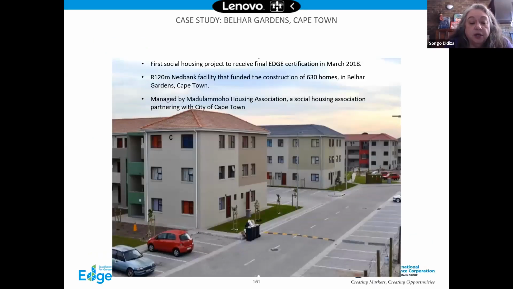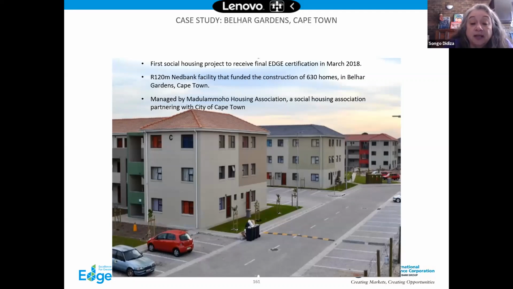Okay, I just wanted to show you as well, we spoke about costs and things like that. I was watching the time, we're almost finished. In the Western Cape, in Belhar, they built a social housing development, and they built it using the EDGE rating tool, which is a green rating tool. I just wanted to show you the effect of making buildings green.